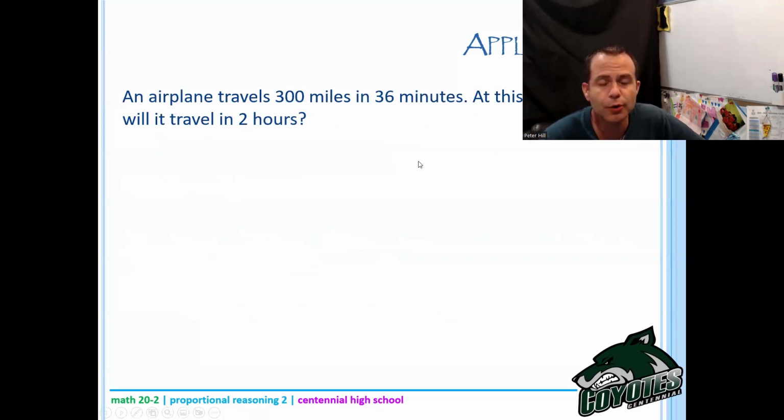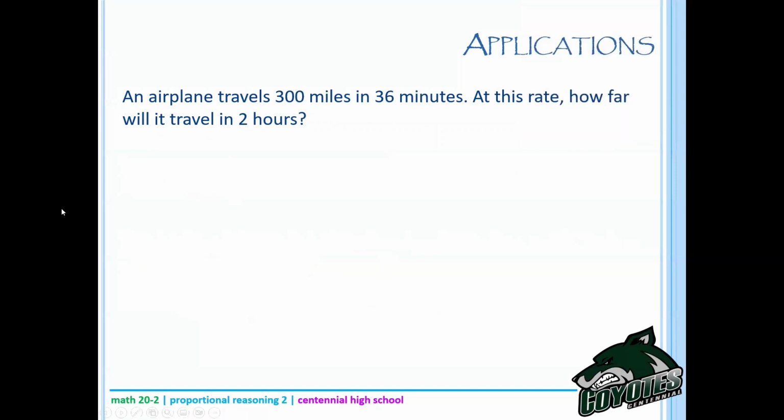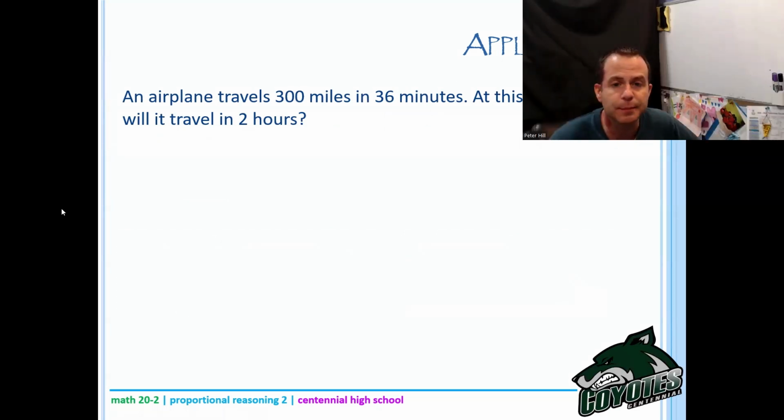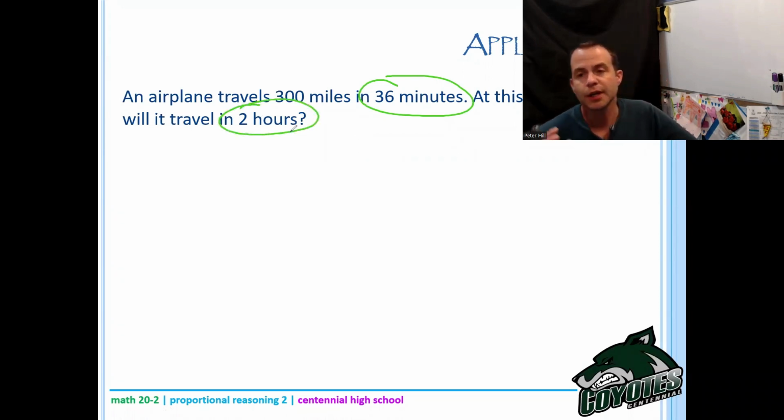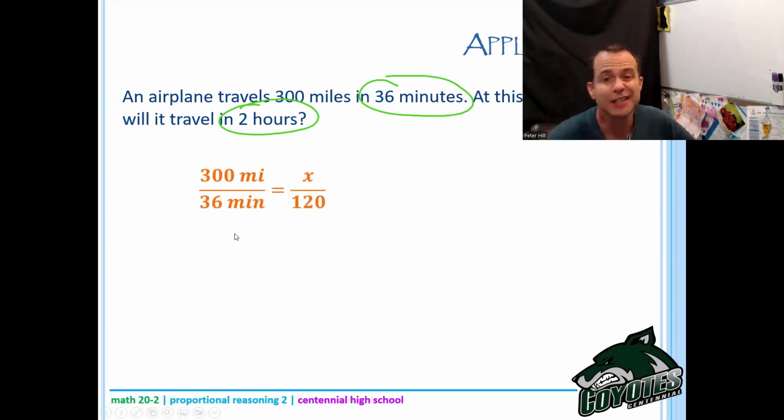An airplane travels 300 miles in 36 minutes. At this rate, how far will it travel in 2 hours? Super simple proportion to set up. What you have to think through, though, and this is super important, is that this says 36 minutes and you were asked for 2 hours. You can't set up proportions when the units are different. So I'm going to call my 2 hours 120 minutes. There's 60 minutes in an hour, so there'd be 120 minutes in 2 hours. That's the one trick to this question.